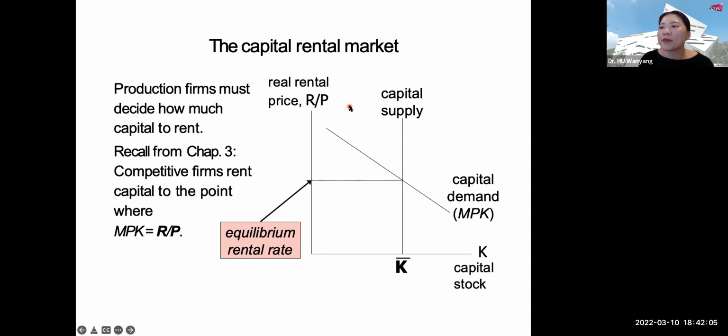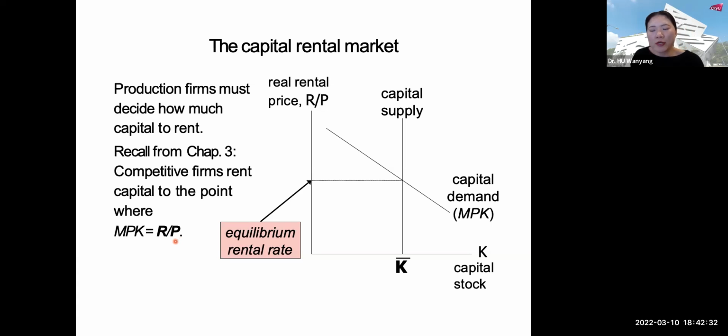And then how does the production firm determine how much capital to rent? They make the decision just like when they make other investment decisions. They rent the capital up to the point where the marginal product of capital equals the cost of the capital.